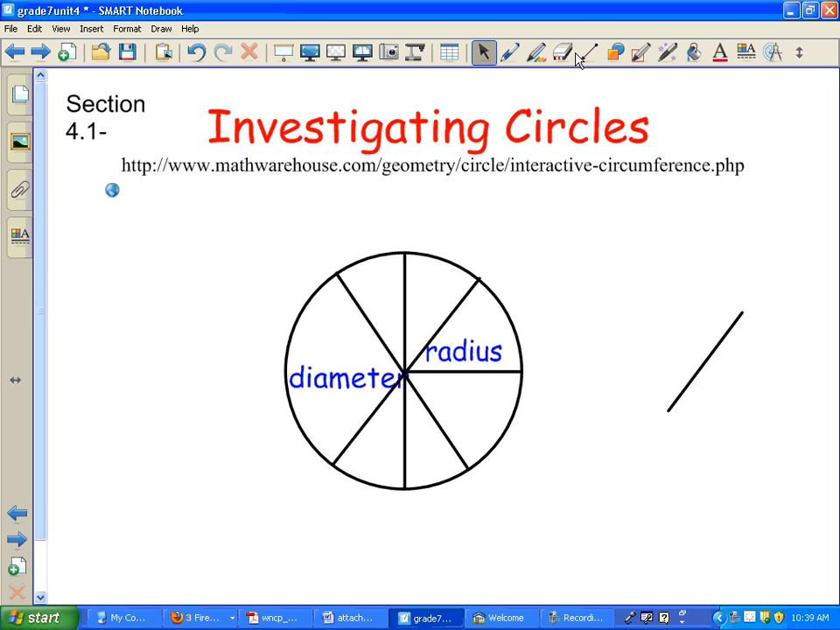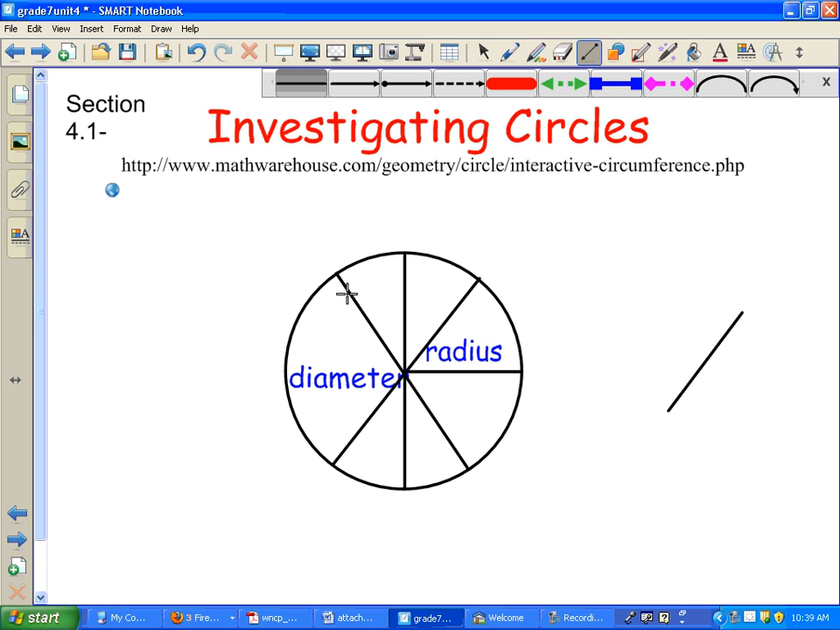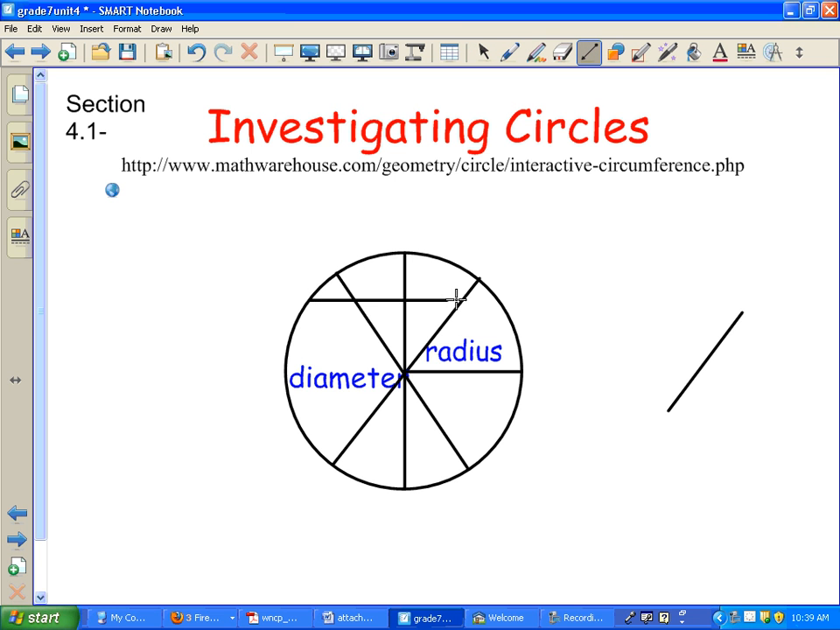If I draw one up at the top and I don't go through the middle, obviously you can see that this line is going to be shorter than this line that goes through the middle. So the longest way we can make it is go through the middle.